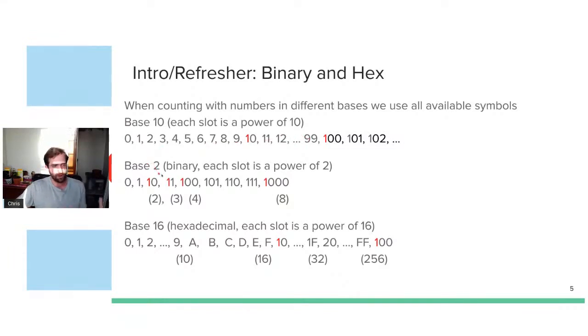Base 2 is kind of like smaller, so everything is a power of 2 in each slot. So you run out of symbols quickly and have to add into columns. You start with 0, you go to 1. Now you're out of symbols again, so you have to add a 1 into the next column, which gives you 2. Add a 1 over, which gives you 3. Now you're out of symbols in each column again, so adding a 1 to the left gives you 4, and it goes on like that.